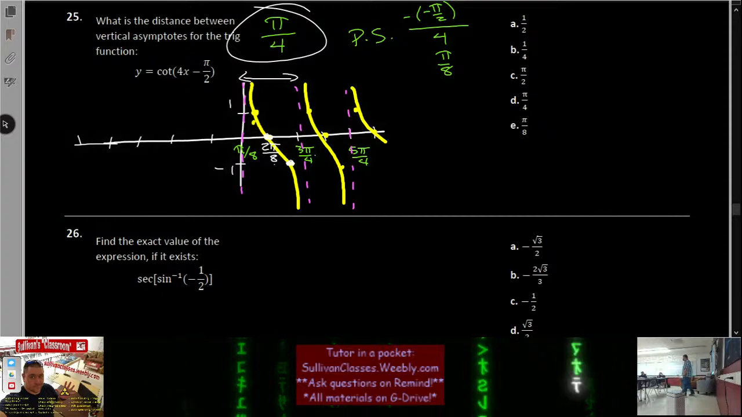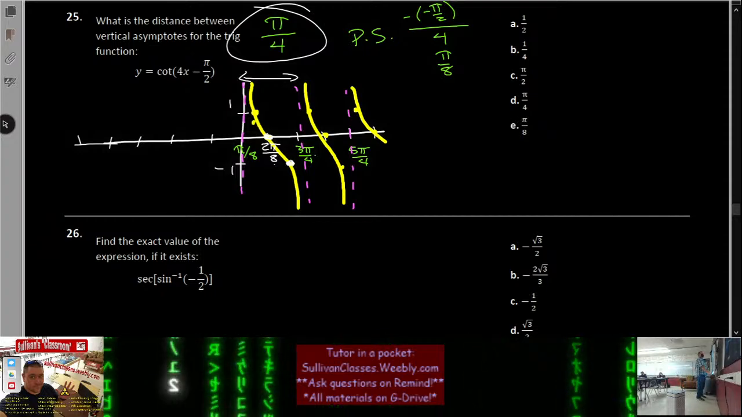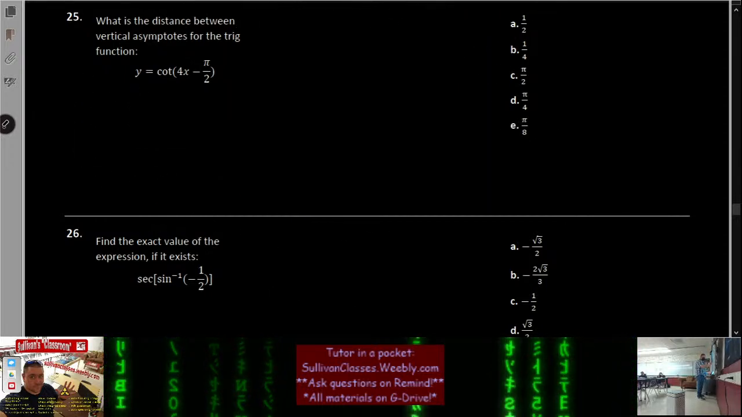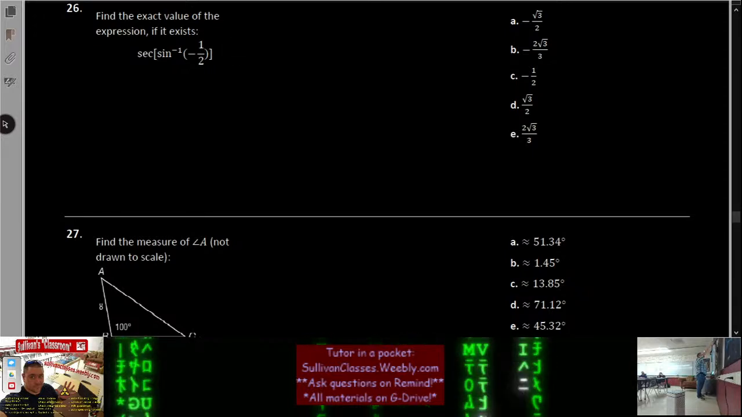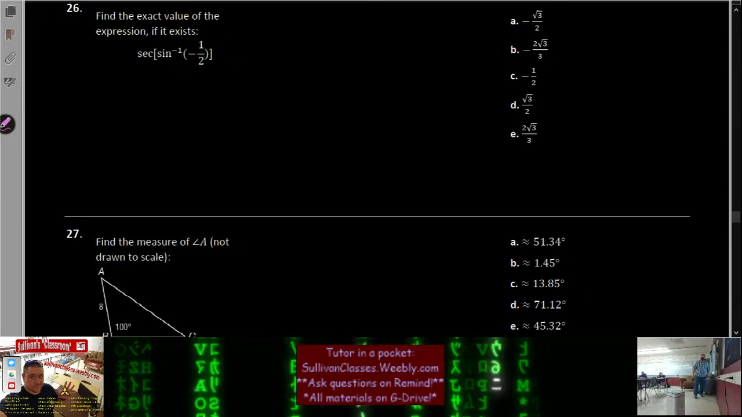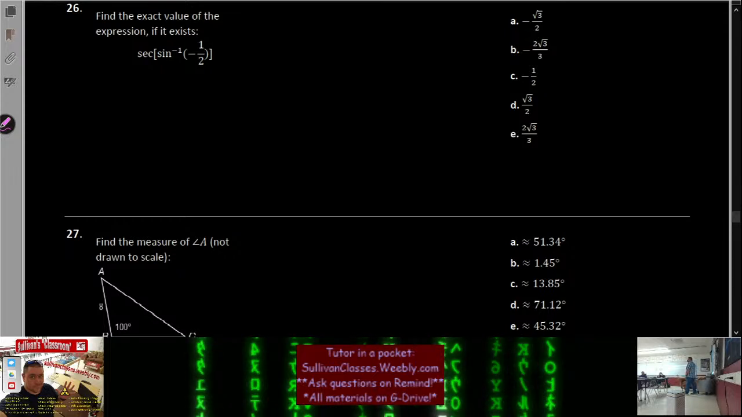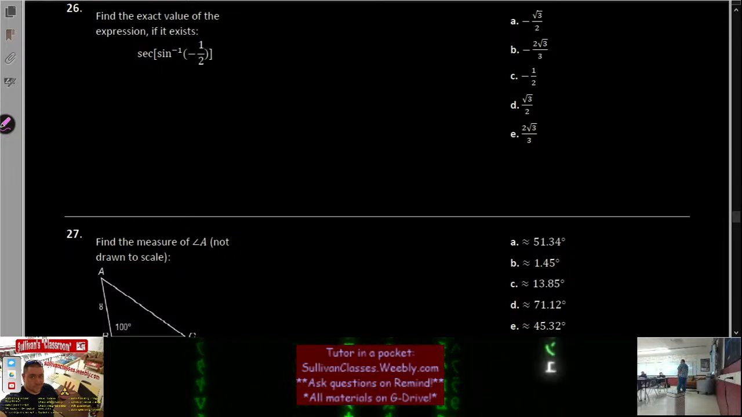That's the point. All right. So we spent like a week on that stuff, those three. Exact value of the expression if it exists. Man, this would be really easy if we knew that table for all of our trig functions.